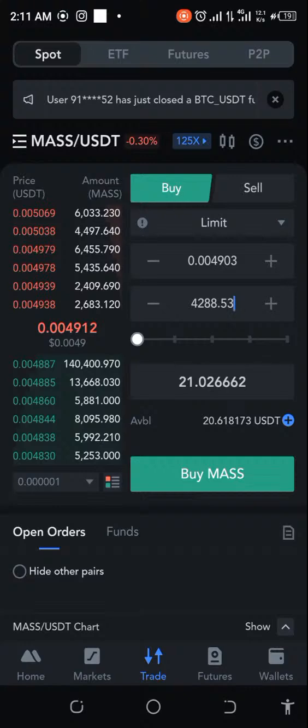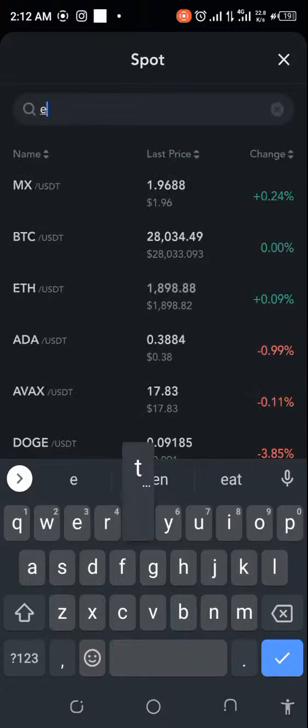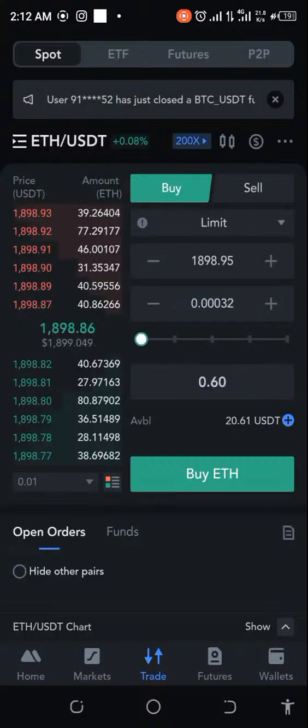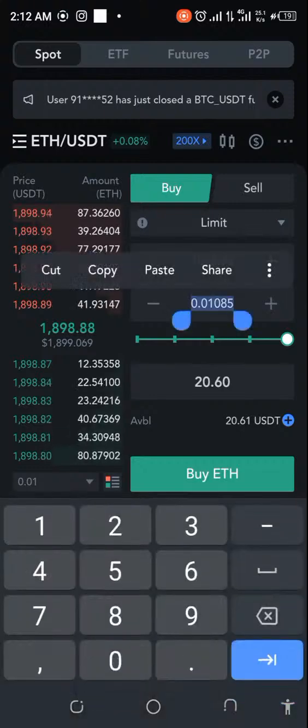Well, let's try and see. So let's go over back to ETH, right? We have to get ETH first. So let's just do that very quickly. ETH, and then we pick up everything that we can get. Oh, well, it was picking up only 20.60. So let's just take that up.